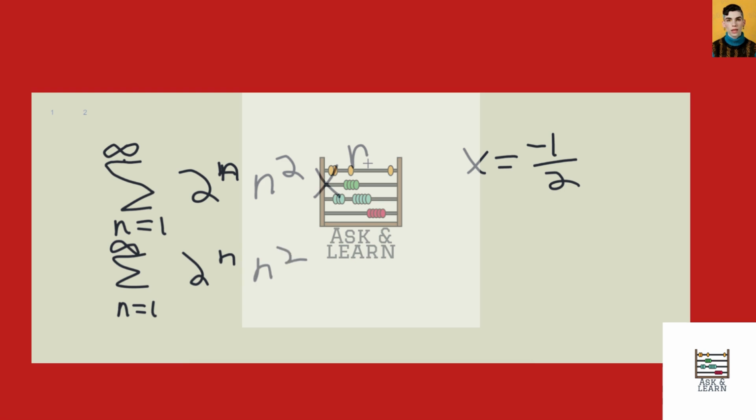When we plug in -1/2 for x, we get (-1/2)^n. If we rewrite that a little bit, we get (-1)^n times (1/2)^n. So 2^n and (1/2)^n cancel. It should be clear that this is not going to converge because the terms do not go to 0. So that is going to diverge.